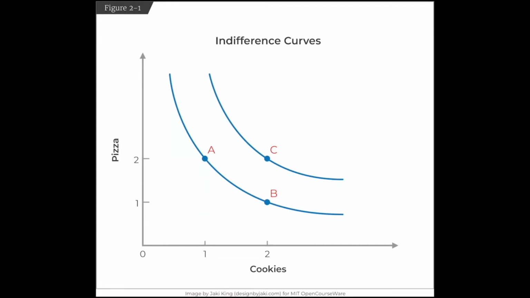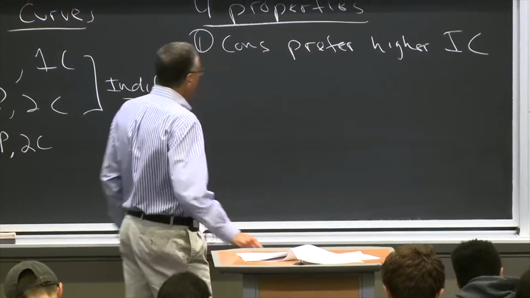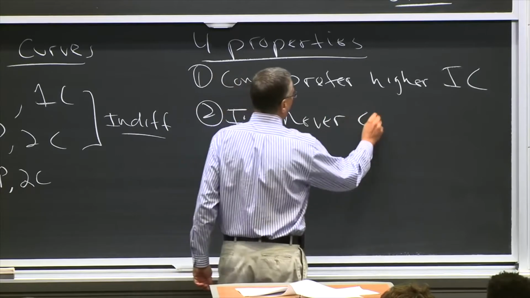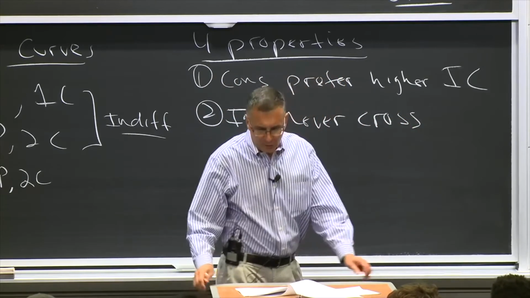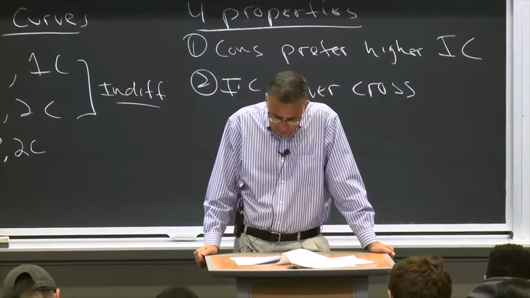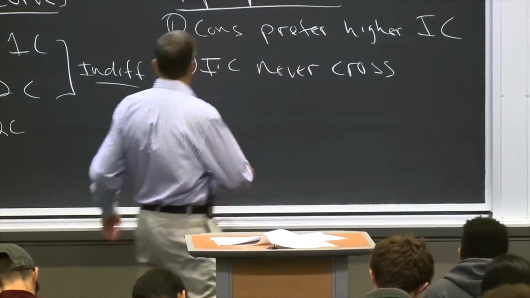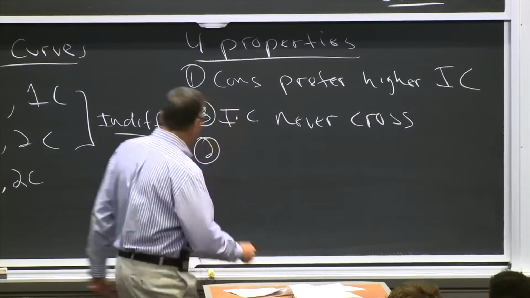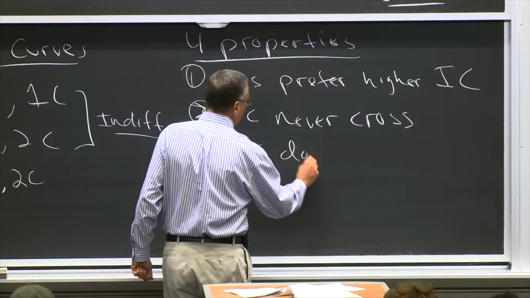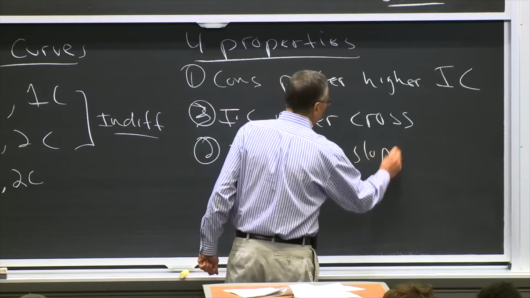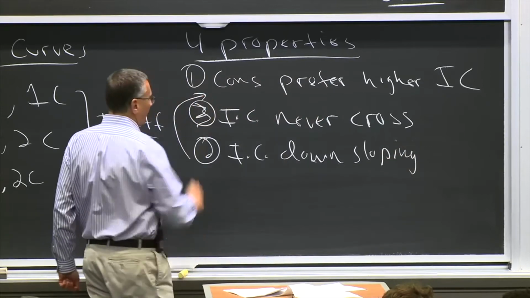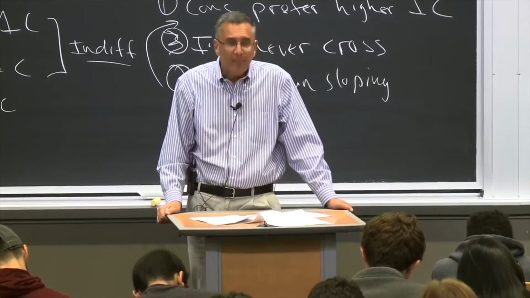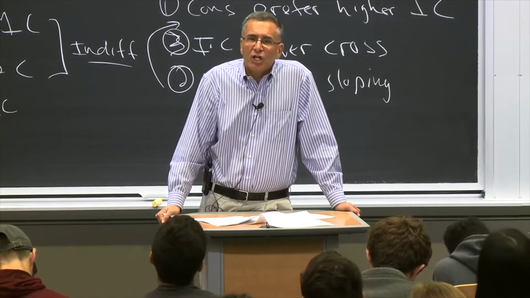The second is that indifference curves never cross. Okay, actually, that's third. I want to come to that in order. Second is indifference curves are downward sloping. Let's talk about that first. That simply comes from the principle of non-satiation.